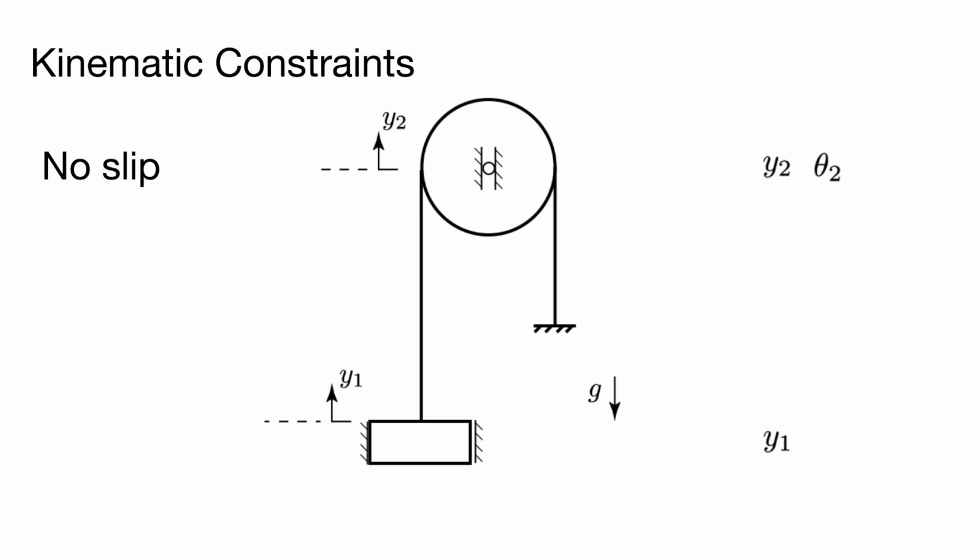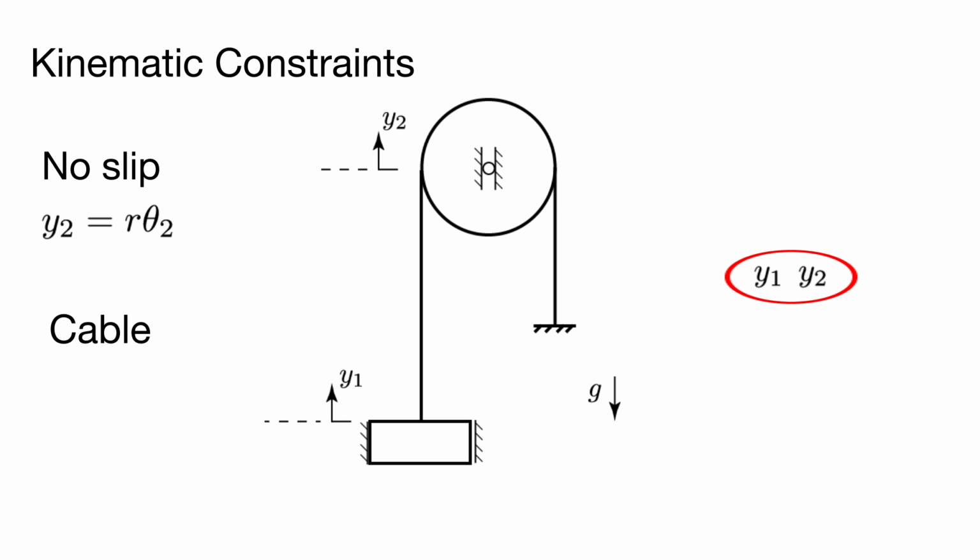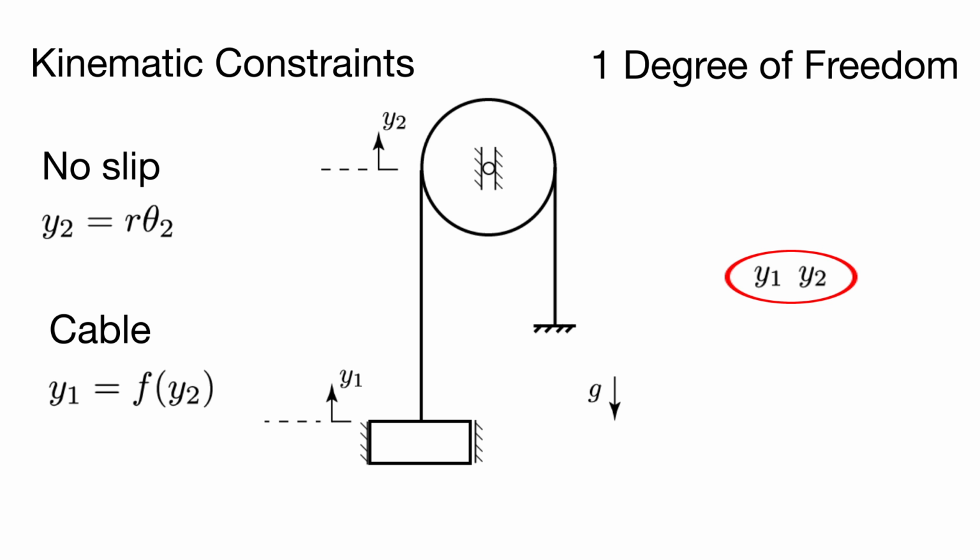The no-slip condition between the pulley and the inextensible cable imposes a kinematic constraint linking y2 and theta 2. This eliminates another degree of freedom, leaving 2, y1 and y2. Are y1 and y2 independent? No. It's clear that these coordinates are also linked by a kinematic constraint through the cable. So the system only has 1 degree of freedom. But how can we express this kinematic constraint linking y1 and y2? In other words, how does y1 vary when y2 is varied?